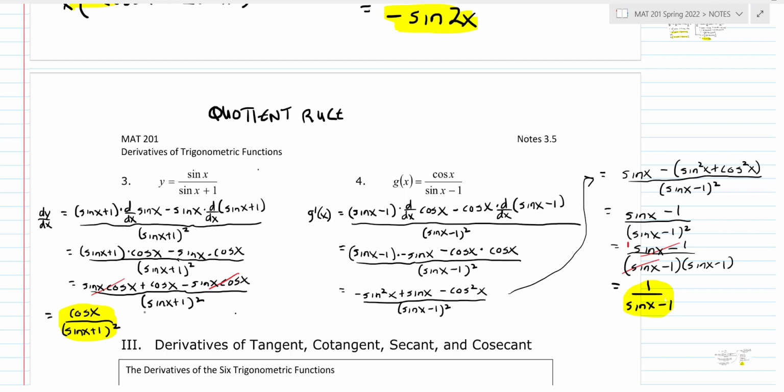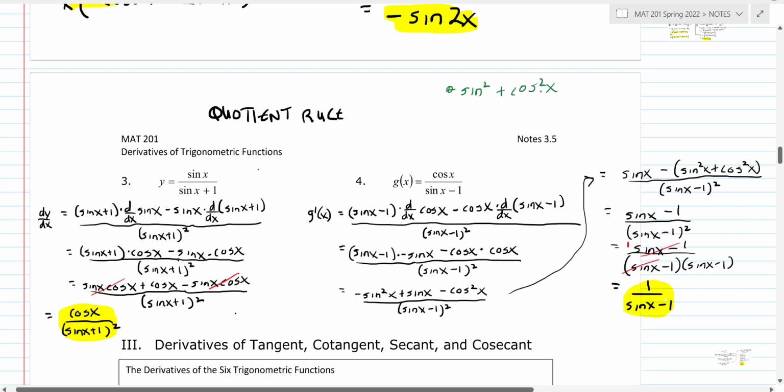Number 4 is interesting because it did have an identity in it, and it simplified quite a bit. So if you made it all the way down to 1 over sine x minus 1, you did good. So this is a quotient rule. So again, it's bottom times derivative of top minus top times derivative of bottom over bottom squared. Okay, derivative of cosine is negative sine. Derivative of sine x minus 1 is cosine. So you got this, and then what I did is distributed, so that's negative sine squared x plus sine x minus cosine squared x. Now, whenever sine squared shows up, you think immediately about this identity right here.